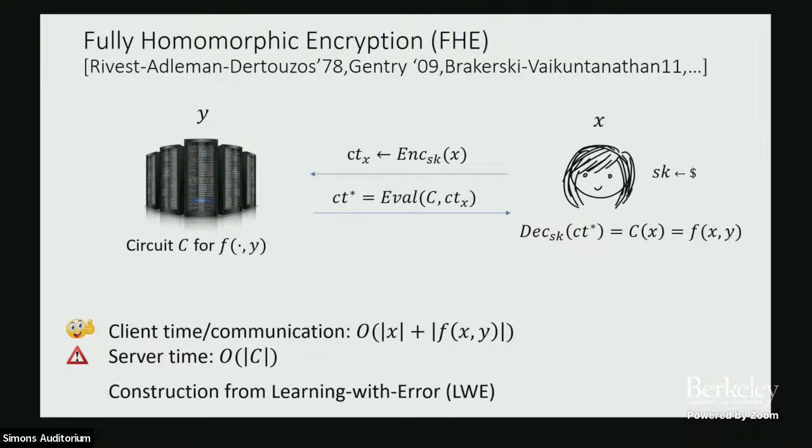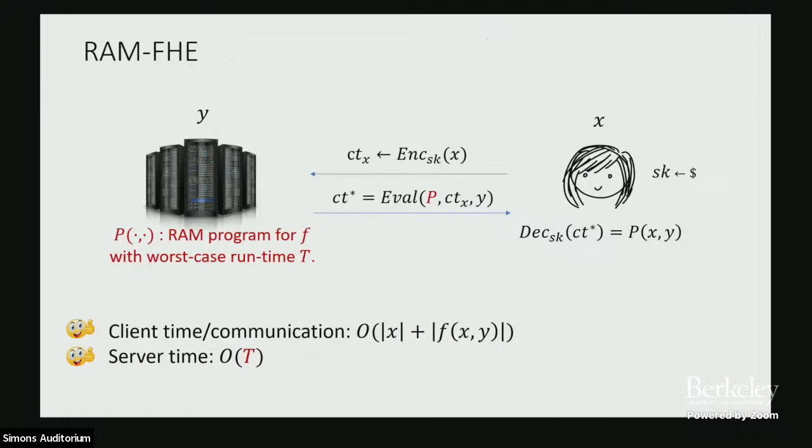And here we have constructions from nice assumptions like learning with errors, or circular security if you want to get the full notion of fully homomorphic. Okay, so to port FHE to the RAM model, everywhere we had a circuit, just change it to a RAM program. Now we assume we have some RAM program P for this function F, and we'll need to know some upper bound on the runtime of this RAM program, because the server knows how long it runs. So let's say we have some upper bound on the runtime, which we'll call capital T.